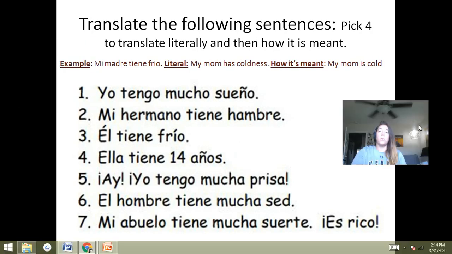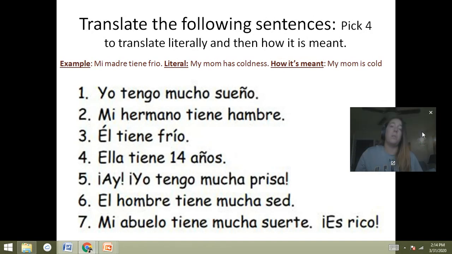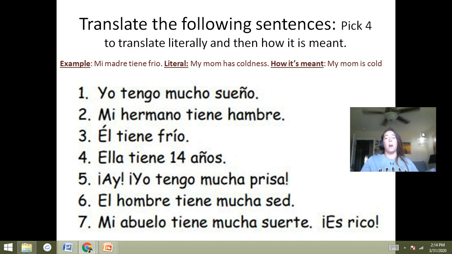All right. So for this one, what I'm going to ask that you do is you take 4 of these 7 sentences, and I want you to write down the actual sentence, then give me the literal translation, and then what it actually means. So for the example I have here, it says, mi madre tiene frío, which literally means my mom has coldness. However, what I'm trying to say is my mom is cold. Okay. So you're going to take 4.